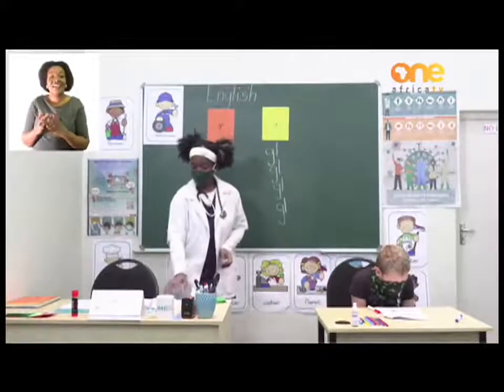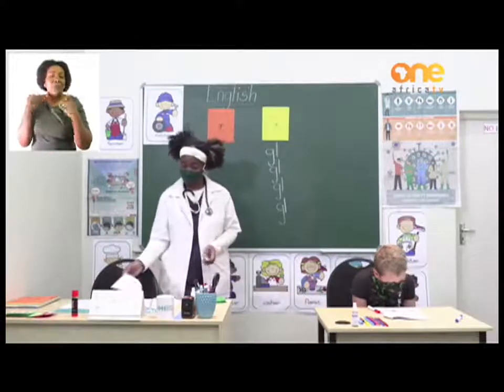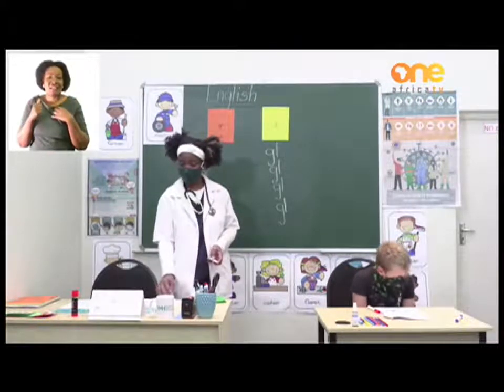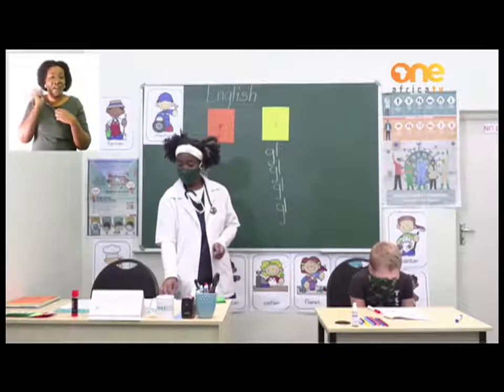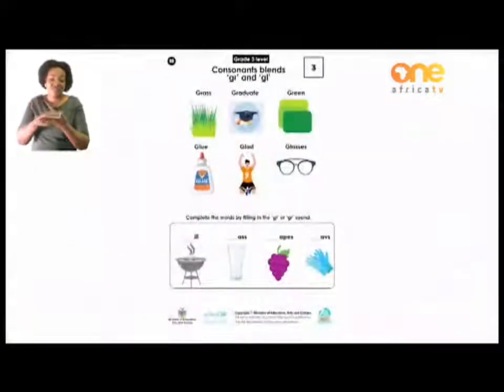Alright, I hope you have enjoyed our previous lessons on possessive nouns and the spelling of the words. I would like for you to turn to page 18, whereby we are going to do sounding of the words. The gr and the gl sound. Let us read the words. Grass, graduate, green, glue, glad, and glasses.